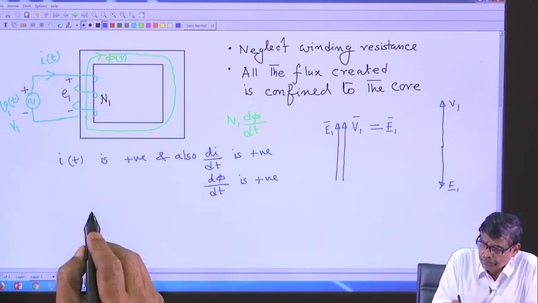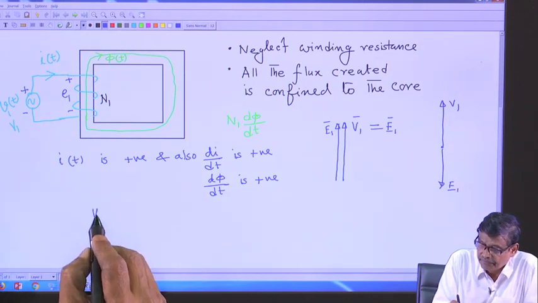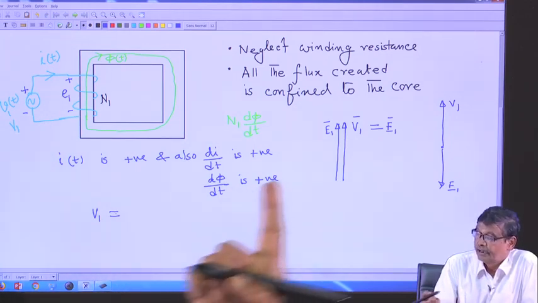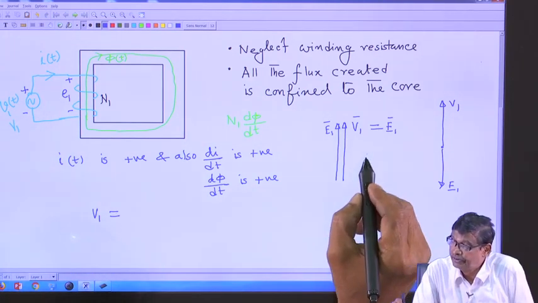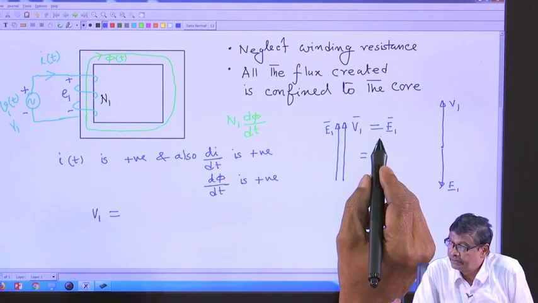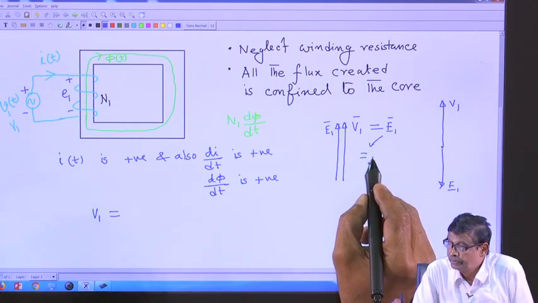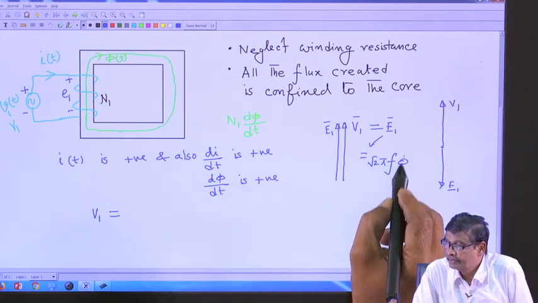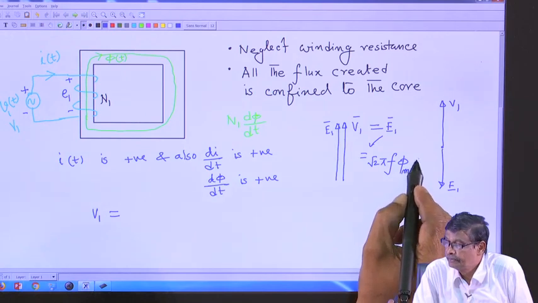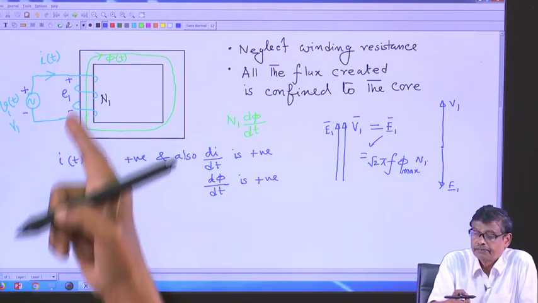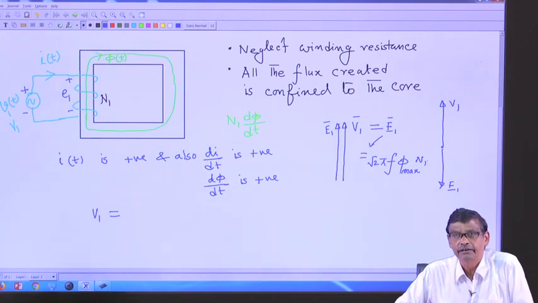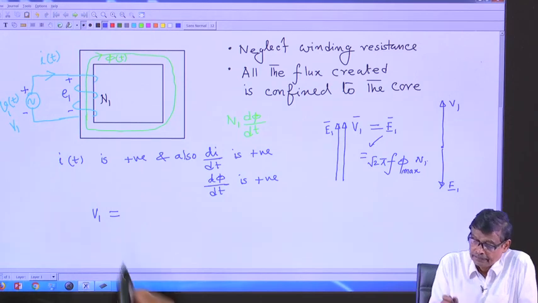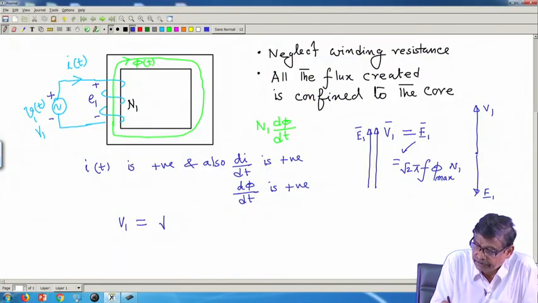Therefore, what is known to me? V1 is the RMS value of the applied voltage. In my last class, I showed that the RMS value of this induced voltage is nothing but root 2 pi f phi max into N1. What is phi max? Phi max is the peak value of the sinusoidally varying flux. So, this is the equation. Therefore, this equation is true.